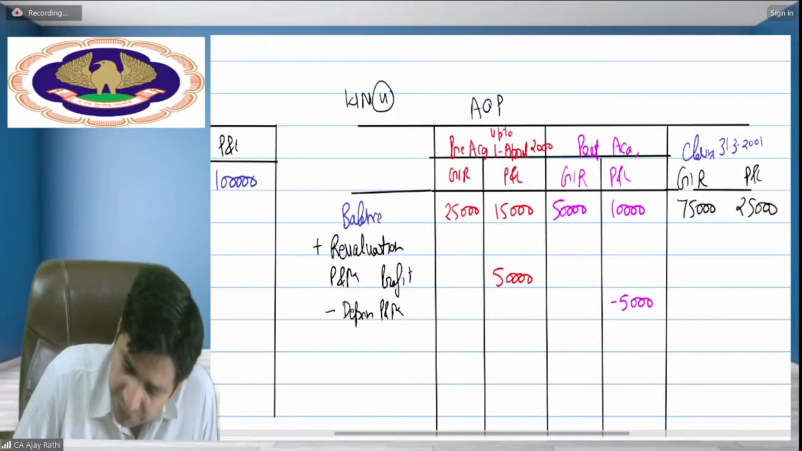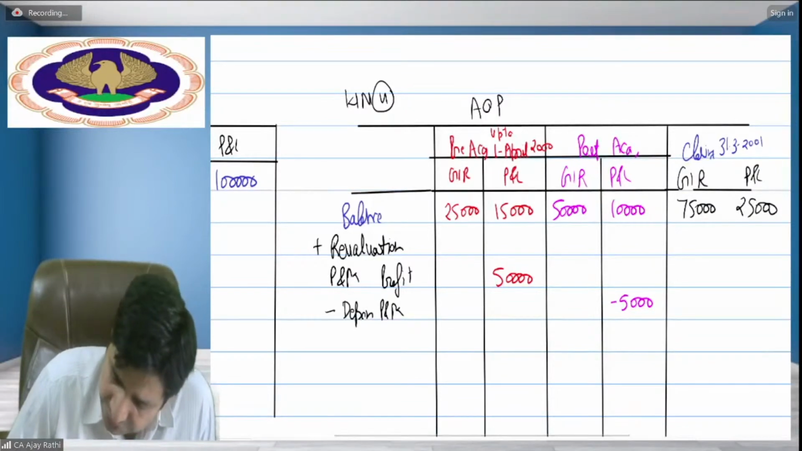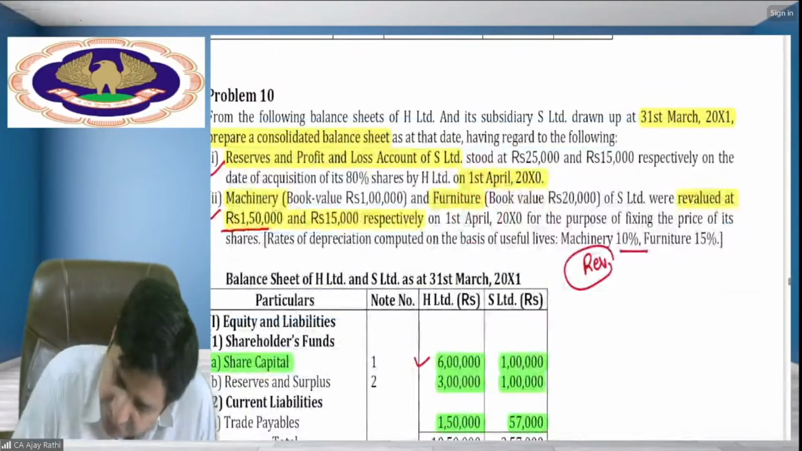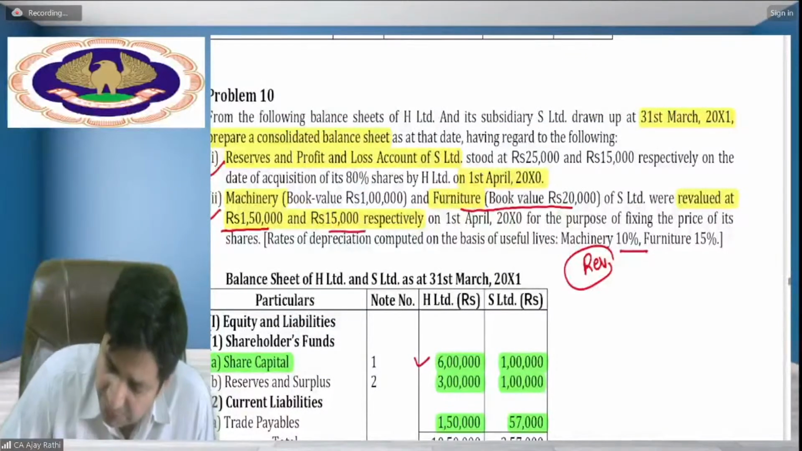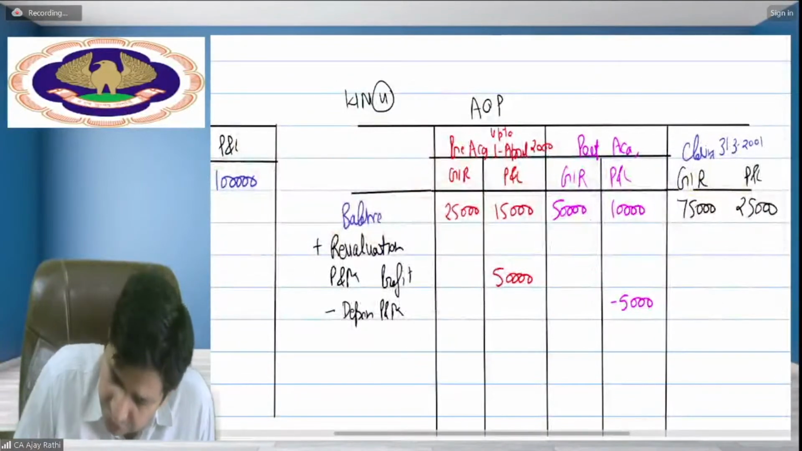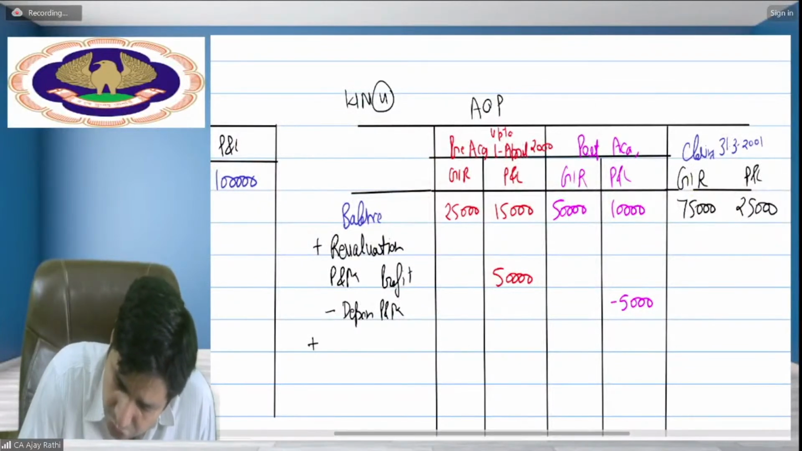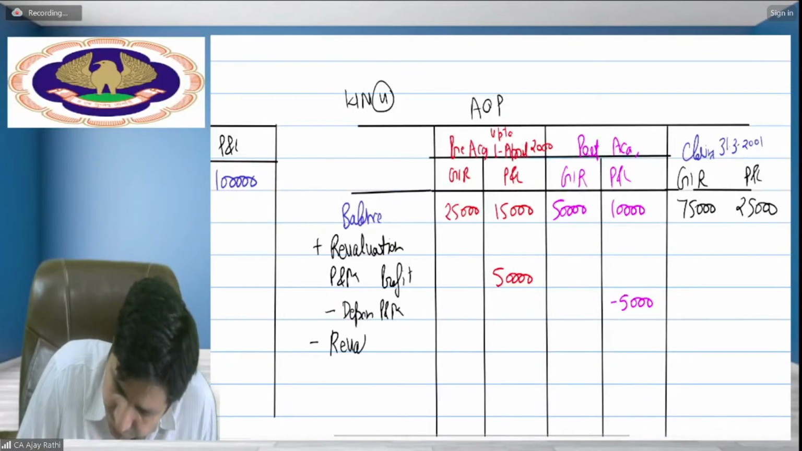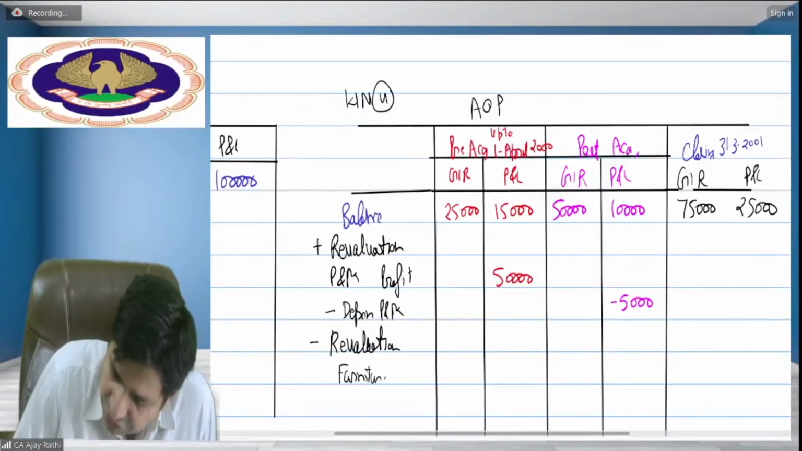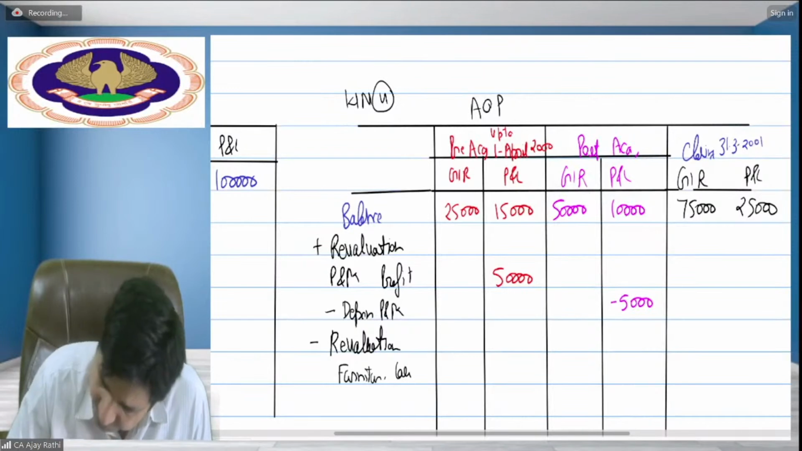And what about the furniture and fittings? Beta, see, in the case of furniture, it has been clearly given that the book value is there 20,000 and the market value is 15,000. It means in the books and in the revaluation, we are finding loss, not profit this time. Revaluation of furniture, and due to such revaluation, there is loss.